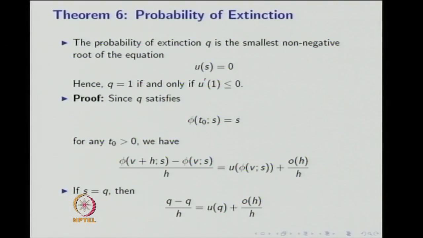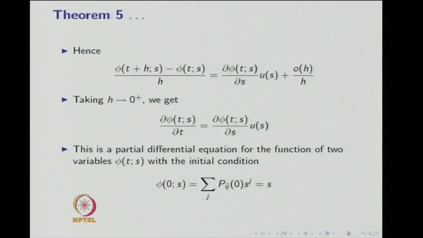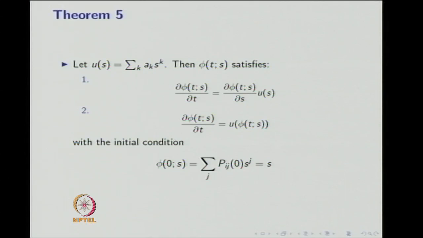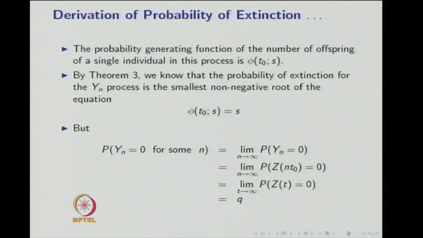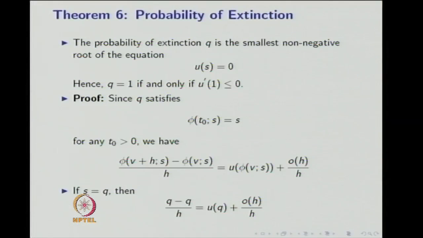In the earlier theorem, we have concluded Q satisfies psi of T naught comma S is equal to S for any T naught greater than 0. We have this relation in theorem 4. Theorem 5 discusses the partial differential equation and the ordinary differential equation satisfied by psi of T comma S. So, we are using these equations to find the probability of extension.